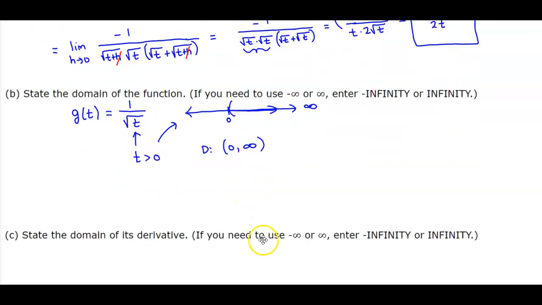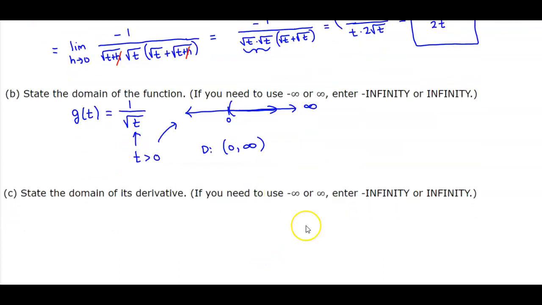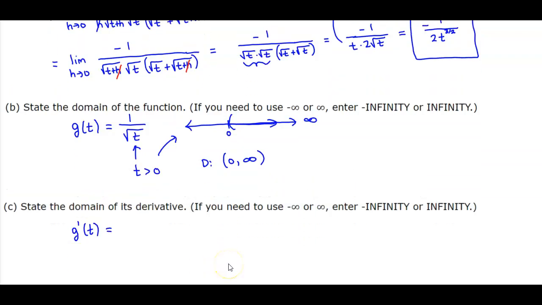Okay, now let's find the domain of the derivative. So the derivative g prime of t, we end up getting negative 1 divided by 2t to the 3 over 2. Now we can rewrite this in another way. This can be negative 1 over 2 times the square root of t cubed.